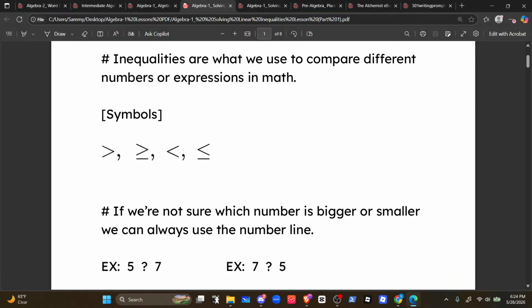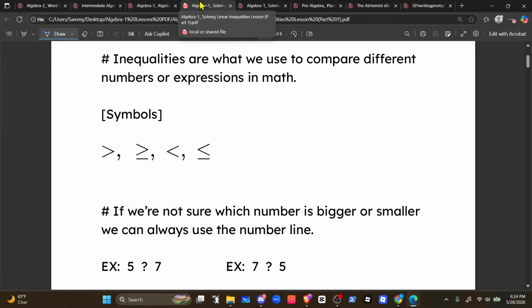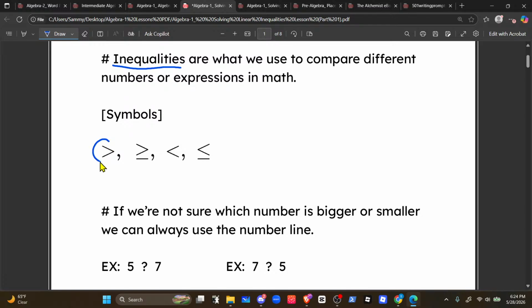Okay, so what are inequalities? Inequalities are just what we use to compare different numbers or quantities or expressions in math. Okay? And what we do is use symbols to do them. So like greater than or equal to, less than or equal to.